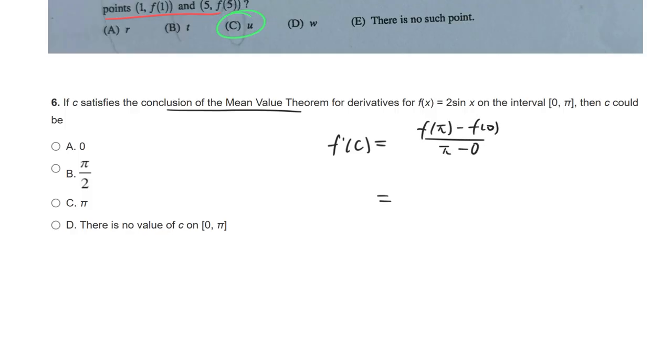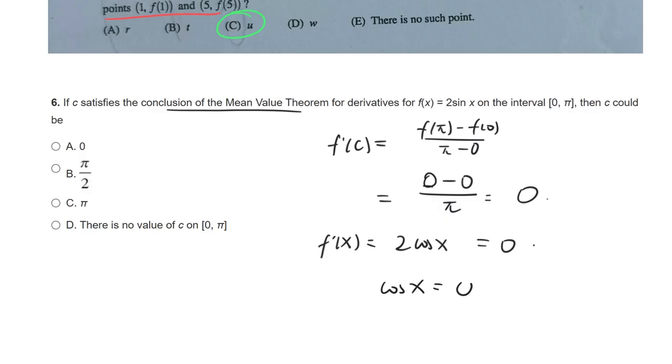And that is equal to 0 minus 0 over pi. That's just 0. So we want the point on a sine graph where the derivative equals 0. So then the derivative of f is just 2 cosine x, and that must be equal to 0 for C. So we can just solve this, and cosine x equals 0 and x equals pi over 2.